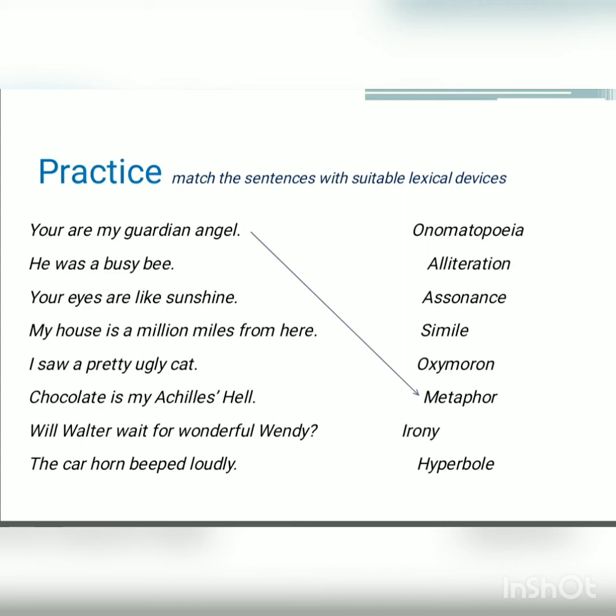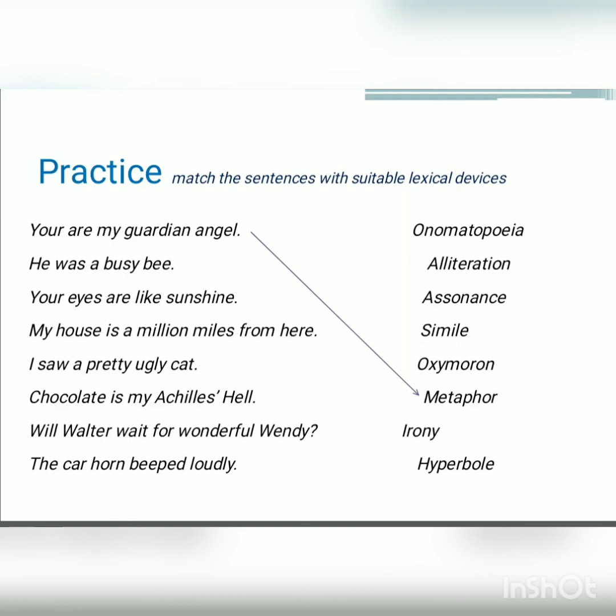Next one. My house is 1,000,000 miles from here. Pay attention to the phrase 1,000,000 miles. Yes, you are right. It's an exaggeration. It is hyperbole. I saw a pretty ugly cat. Pay attention to the phrase a pretty ugly. They have opposite meanings. You are right, it's an oxymoron.